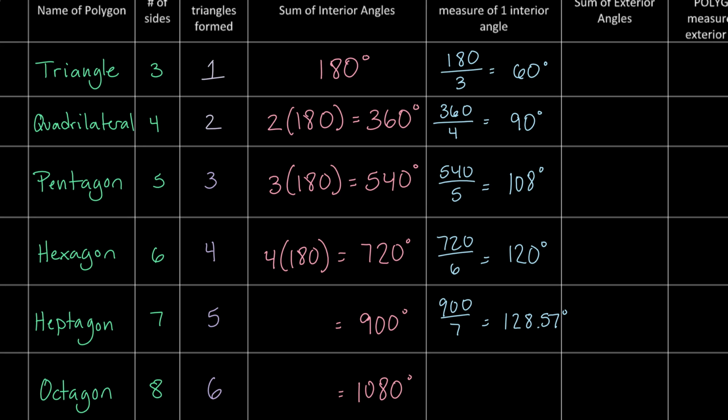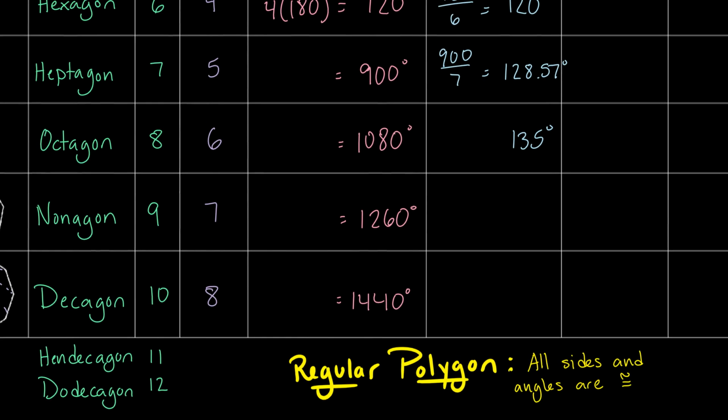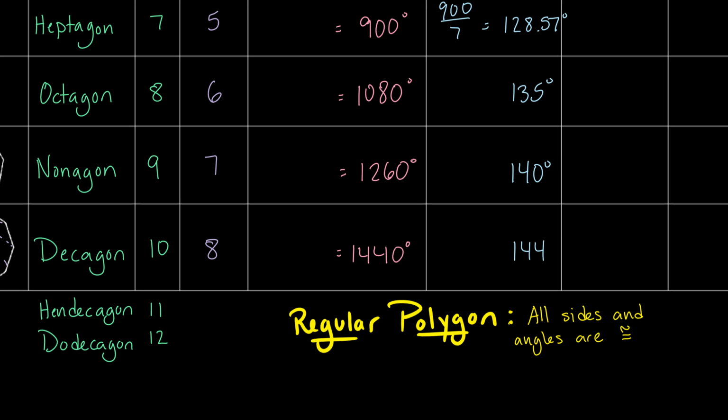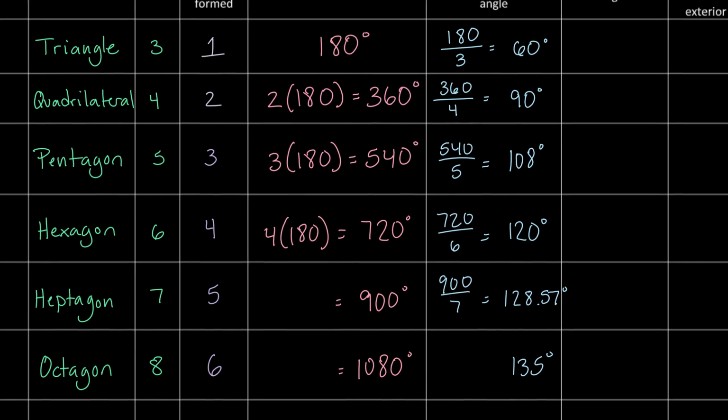Then octagon. What'd you get, Shira? 135. You got it. Then nonagon. What'd you get, Bargov? 140. Wonderful. And lastly, decagon, Holton. 144. Yes. Any questions on how we got those angles?